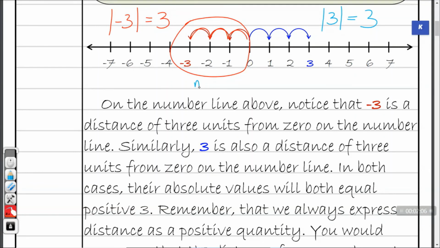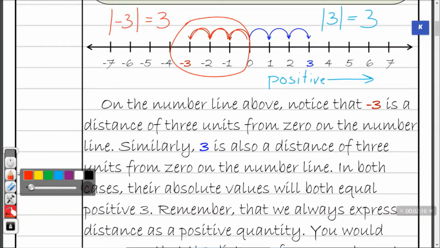I'll do it in red. Positive is this direction to the right on the number line, where negative is merely saying that we're moving to the left. So negative is just a direction away from 0, left or right on our number line. But the distance still exists.